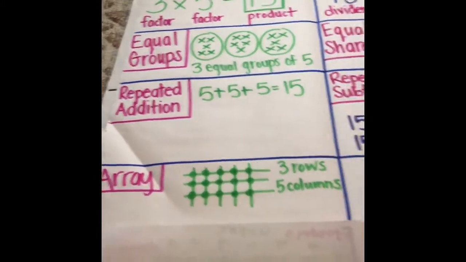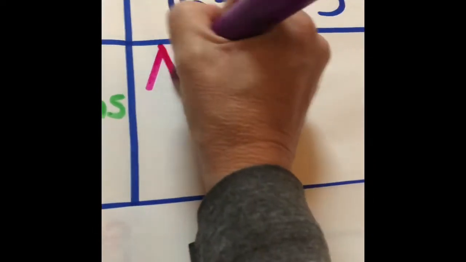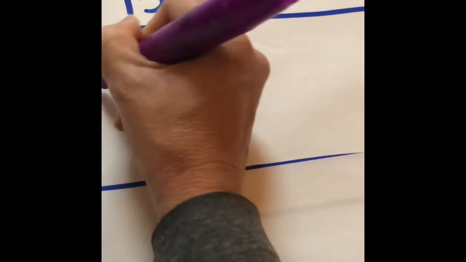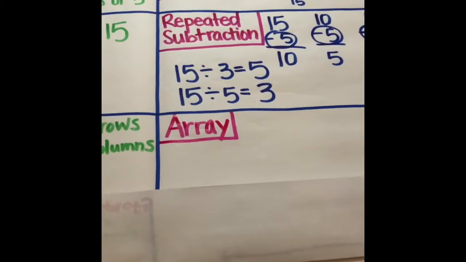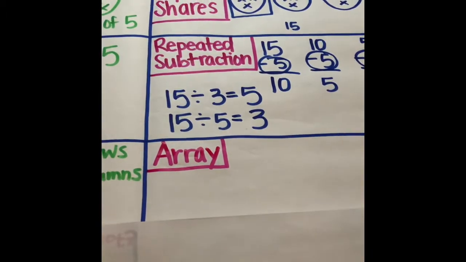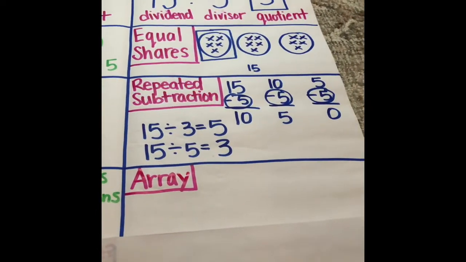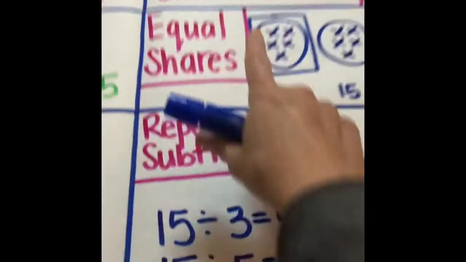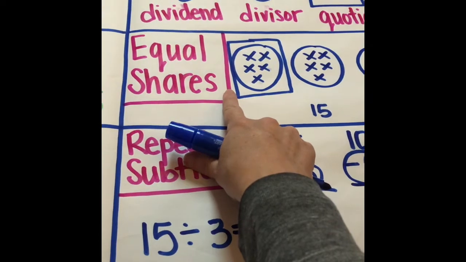So our array for division is going to work in a very similar way. It's got the exact same name, so we're going to just go ahead and write array again. We're still going to be using our rows and columns. We're just going to be doing it in a little bit different of an order. So an array is a lot like our equal shares. So the first thing we're going to do is we're going to draw our rows.